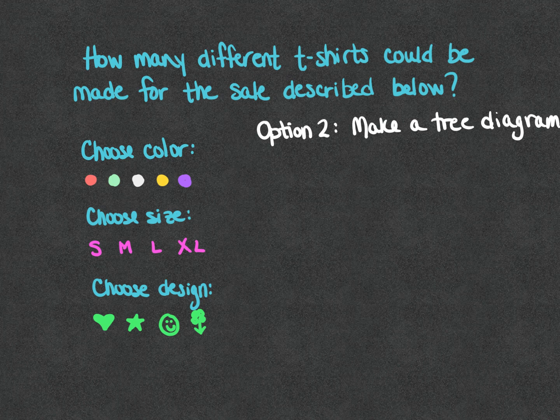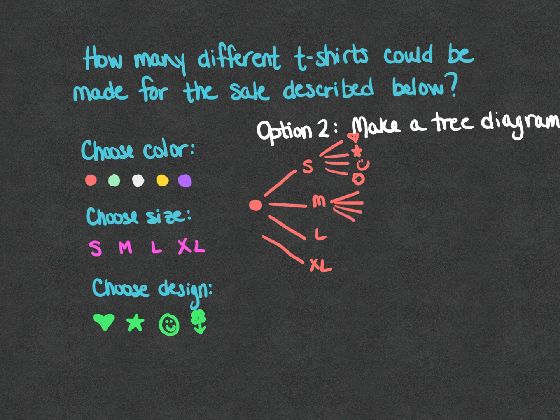This is another way that essentially writes all of the options out, but in a slightly less tedious way. For example, we could start with our red t-shirt, and from there we can branch off to each of the 4 sizes: small, medium, large, and extra large. And then from there, we would have each of the 4 designs, a heart, a star, a smiley face, and a flower. And they would branch off 4 times from each of those, again, with a heart, a star, a smiley face, and a flower. And we could keep going.